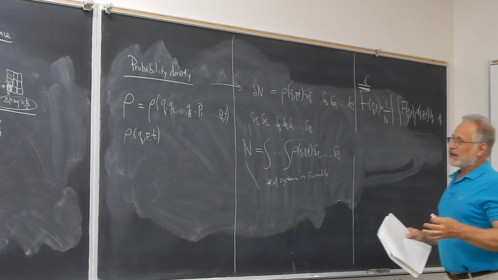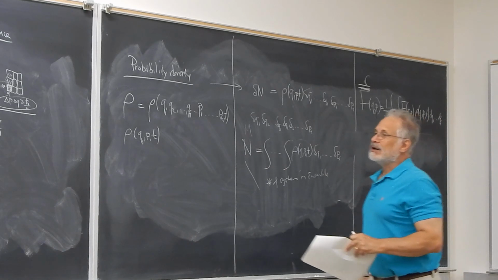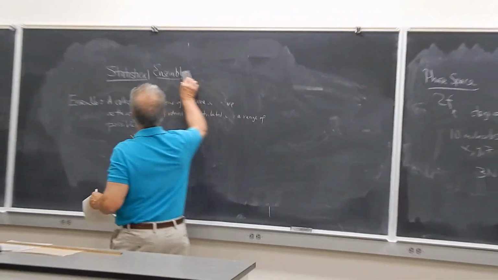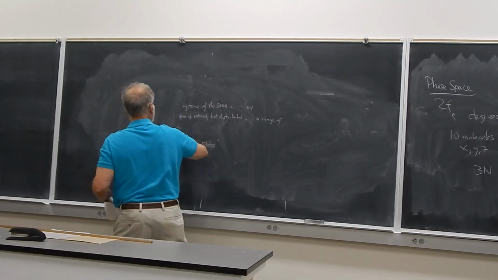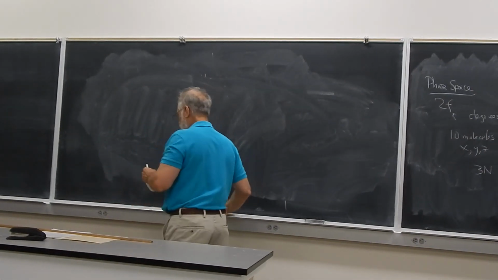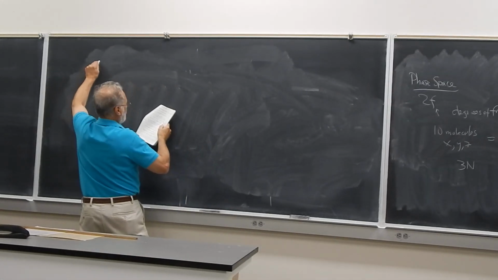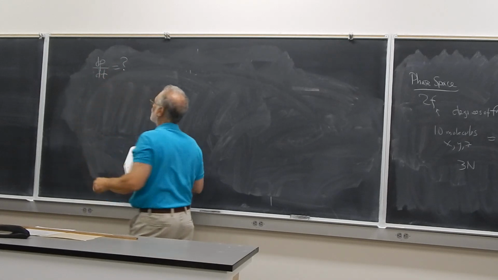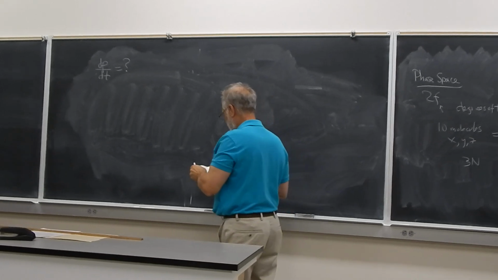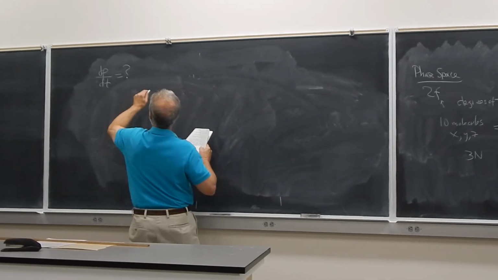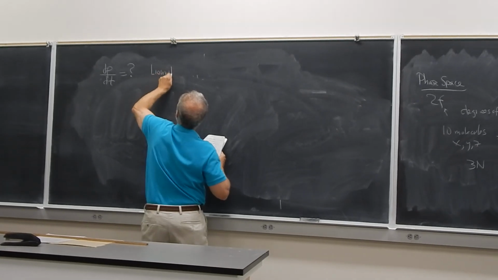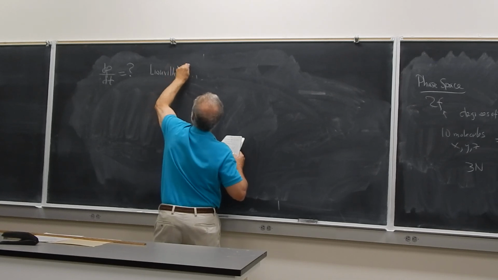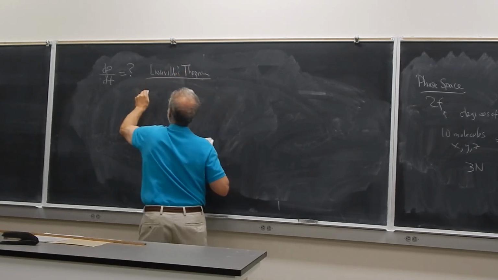Well, one of the things that we want to be able to understand is how the probability density might evolve in time. In other words, how can we determine something about the change in probability density over time? And for this, we're going to derive Liouville's theorem. Okay.